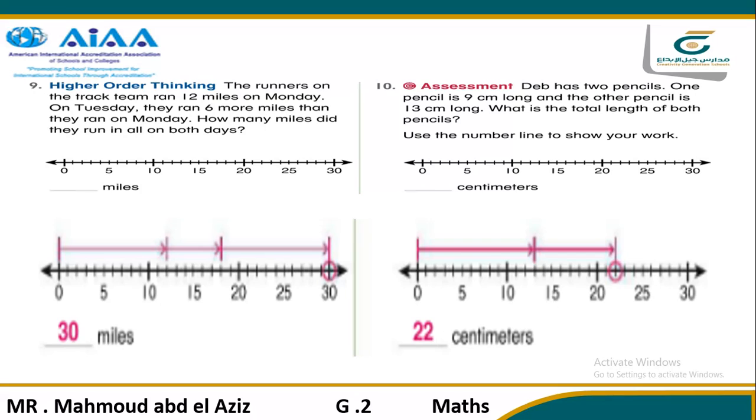Another question here, number 10. Deb has 2 pencils. One pencil is 9 cm long and the other pencil is 13 cm long. What is the total length of both pencils? So it's add plus, so we will write 13 plus 9, which equal 22. On number line, we will start from 0 to number 13 and we will count on with 9 steps. So our answer is 22.